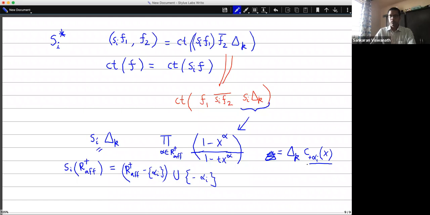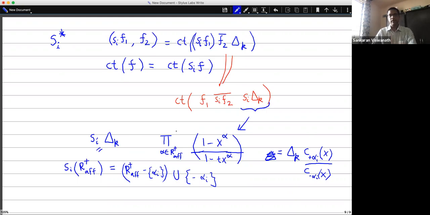So this is really what's happening. A single term of the product was a C up to a power of T in front. When you apply S_i, you get C alpha_i by C minus alpha_i, that's sort of the error. And the rest of the terms are all different. Okay, so that's the transformation property.